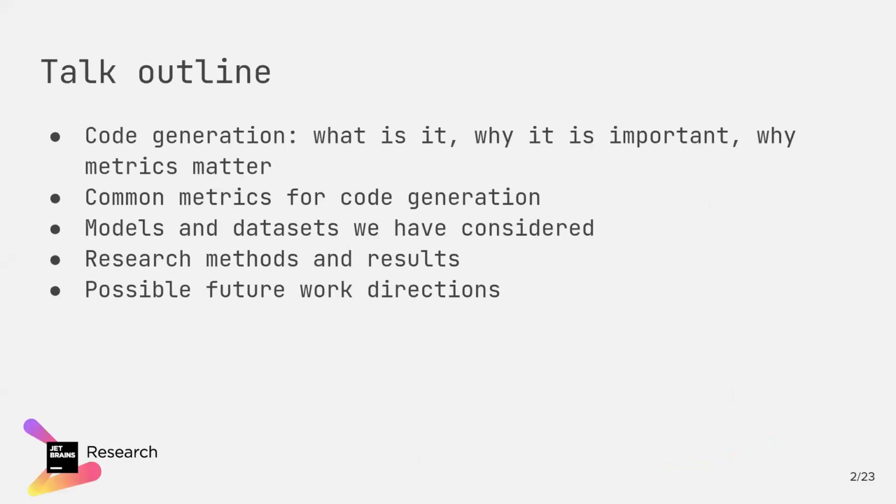So in this talk, I'll first briefly introduce the problem of code generation. What is it, why it is important, and why metrics matter. Then I will cover the current status of the code generation problem and also elaborate on our motivation for the study. Then I will describe the metrics that are commonly used in the community, the metrics that have been recently proposed, and the metrics that we have considered.